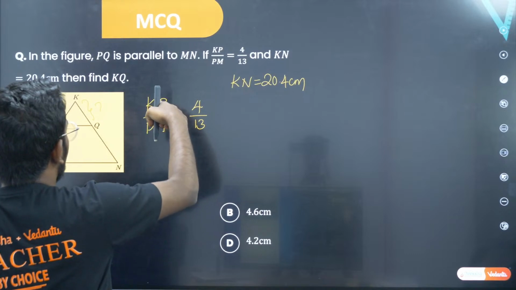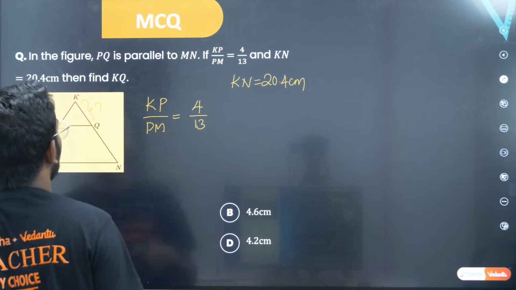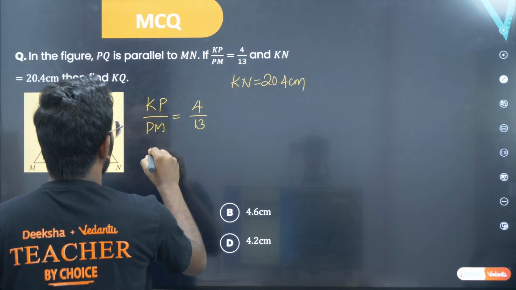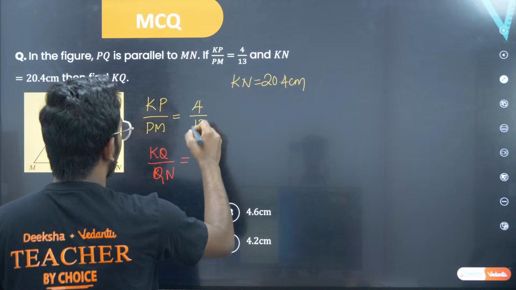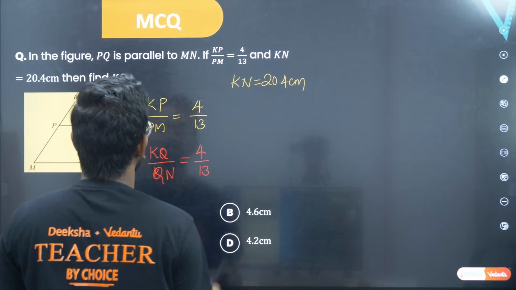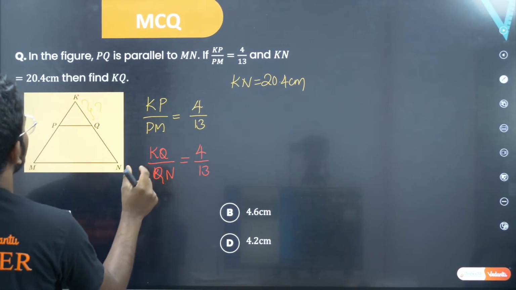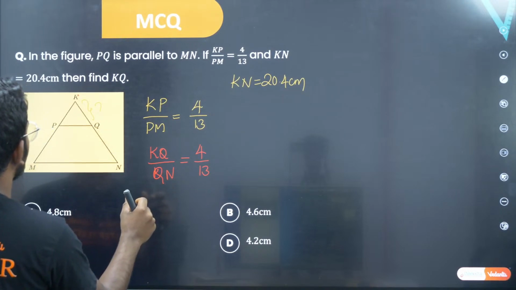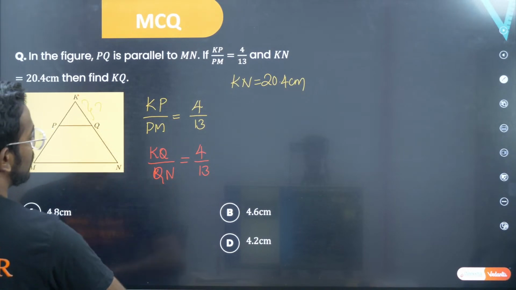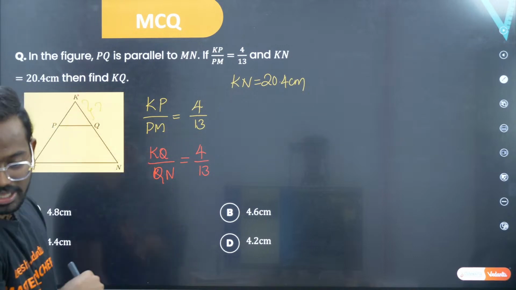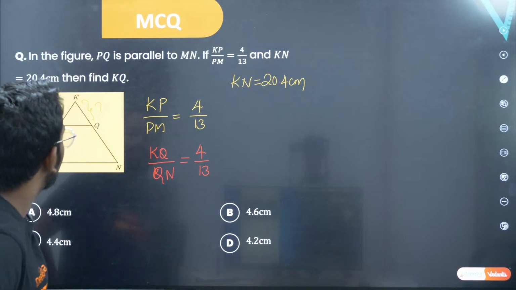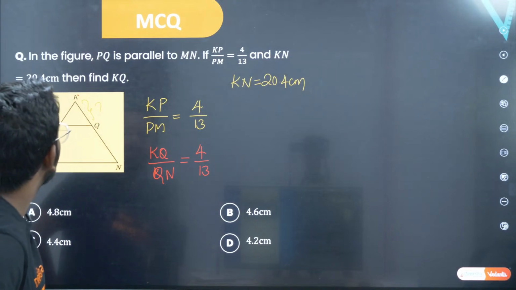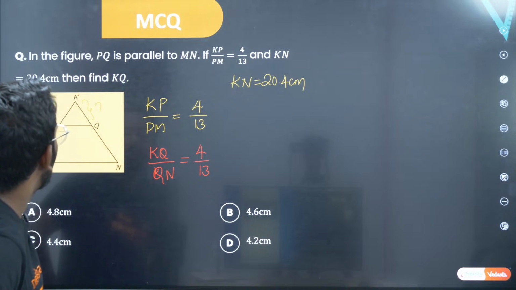From here KP by PM should be equal to KQ by QN, which is the same 4 by 13, correct? Now I don't know QN, that is a problem here. In fact they should have given QN. Anyway, how can we solve this? KN is given, so I'll have to break KN as KQ plus QN. In that case you can get the answer. Or let's try to see this.